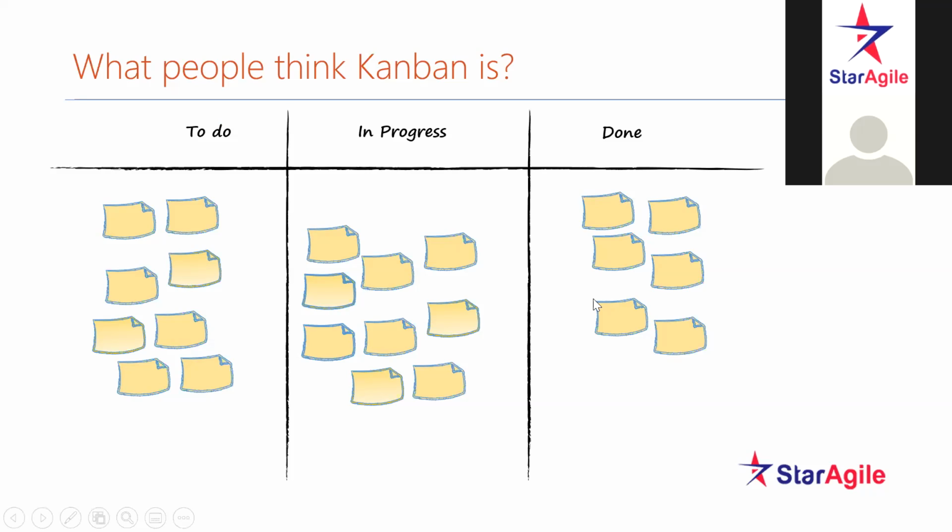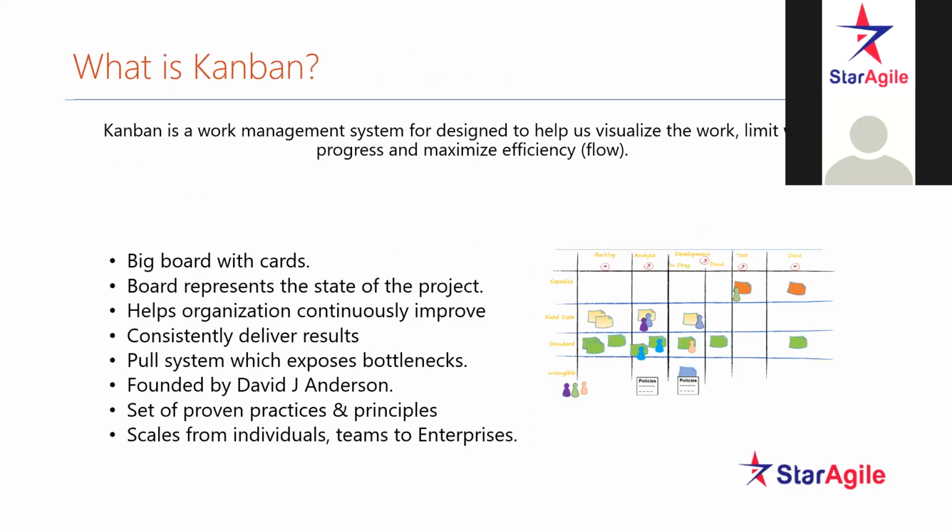Okay. So Kanban does derive a lot from visualization, but it's not just a to do, in progress and done thing. Okay, it is beyond that. So what exactly is Kanban? Kanban is nothing but a work management system designed to help us visualize the work, limit work in progress, and maximize the efficiency.